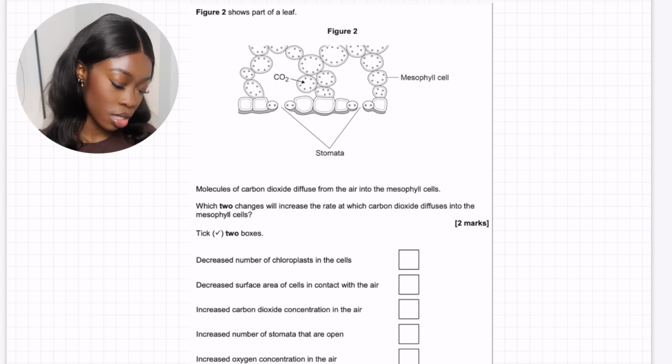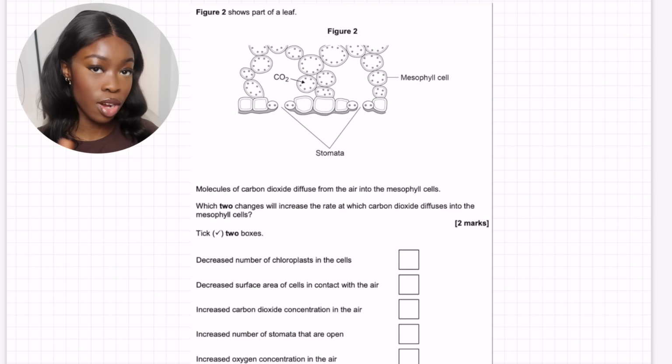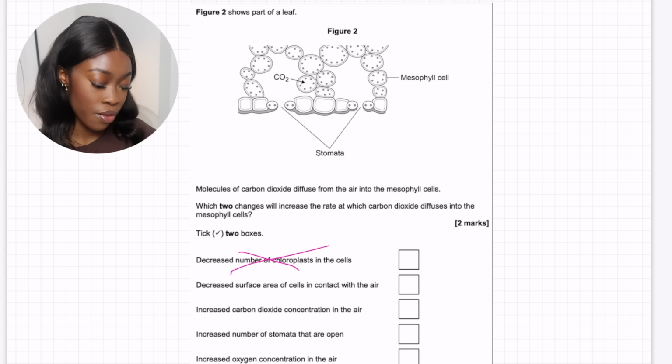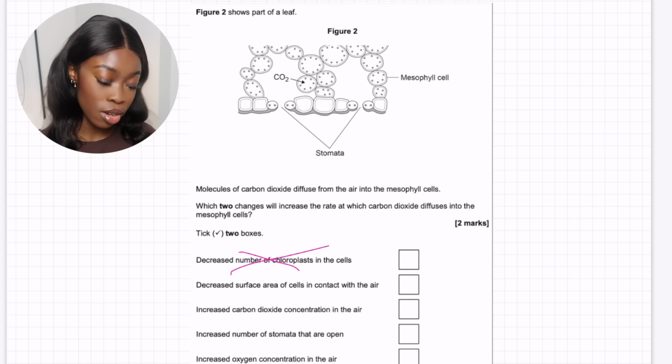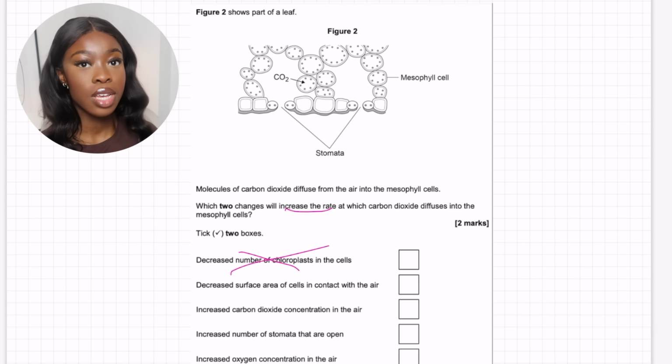One of the options is a decreased number of chloroplasts. As I said, this has nothing to do with the diffusion of carbon dioxide into the cells. So I would say no. And then they would say a decreased surface area of cells in contact with the air. Obviously this is not going to increase the diffusion. As the question says, it talks about increasing the rate of the diffusion. A decrease in the surface area is going to decrease the rate of diffusion, so that is not right.